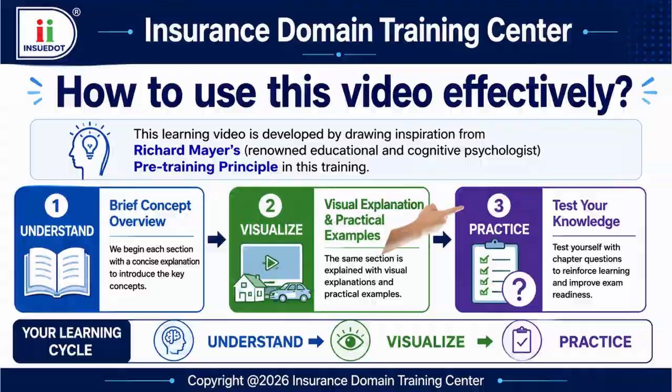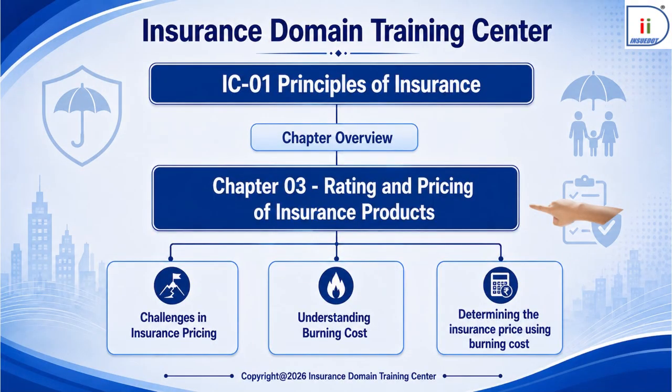Now let's begin. In this video, we are covering Chapter 3, Rating and Pricing of Insurance Products. The objective of this chapter is to understand the difference between pricing of a generic product and an insurance product, the concept of the burning cost and its calculations, and using the burning cost to decide the insurance pricing. The first section covers the challenges in insurance pricing. The second section provides a detailed explanation of the calculation of the burning cost. The third section focuses on using the burning cost to decide the insurance pricing. Let's begin with the first section, Challenges in Insurance Pricing, and see what it covers.